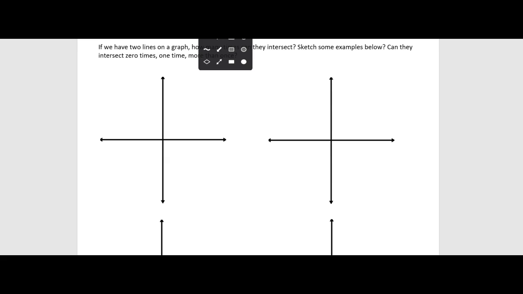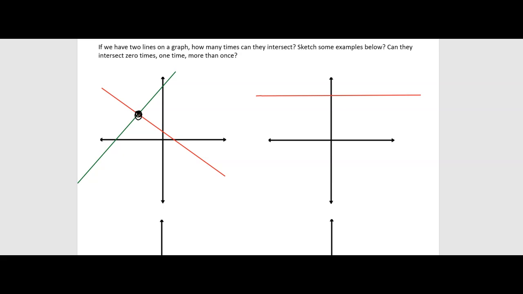Maybe they intersect 0 times. So maybe we have two lines that look like this, and they actually never intersect at all. Or, and I'm going to have to erase these to give you the third example, maybe our lines are the same line. In that case, they would be right on top of each other. So those are the three examples. If you have two lines, they could be the same line, right on top of each other, they could intersect once, or they could not intersect at all.